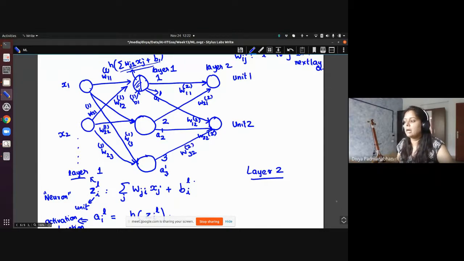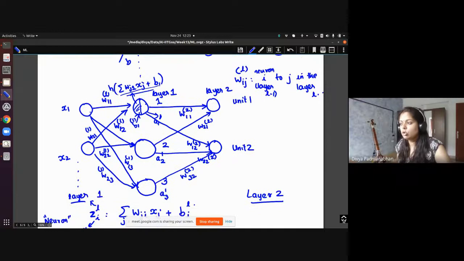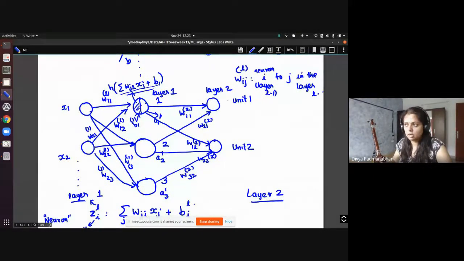So generally, Wij of L is the weight of neuron i in layer L minus 1 to neuron j in layer L. That's what this denotes. And so what do you get in layer 2?